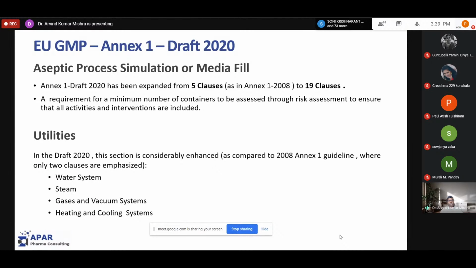In today's guideline, we have 5 clauses, whereas this has been expanded to 19 clauses. So a lot of requirements have been emphasized. Also, in the draft guideline, the utilities have been given a lot of emphasis, like the water system and steam.